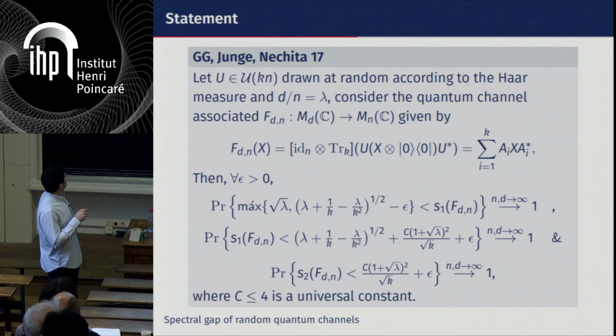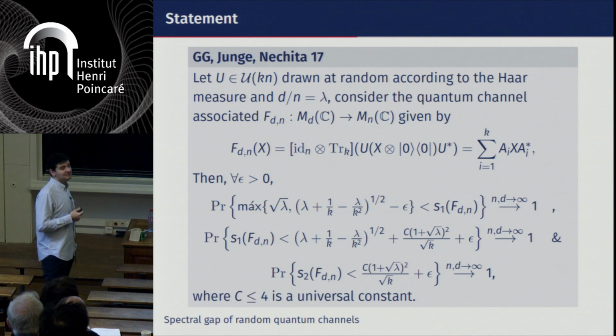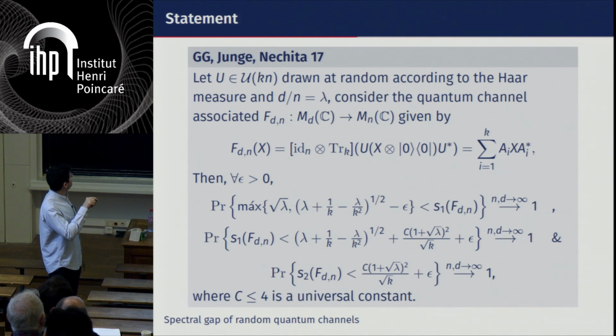And when I say that we need k to be big, it's because we want this bound to be smaller than the first singular value. Otherwise, we are not doing anything, right? So this constant that appears here and here is a universal constant that does not depend on n and d in particular, and it's upper bounded by 4.